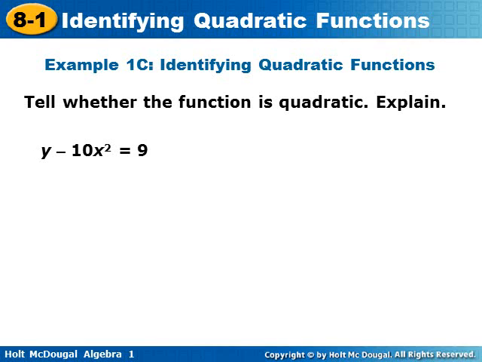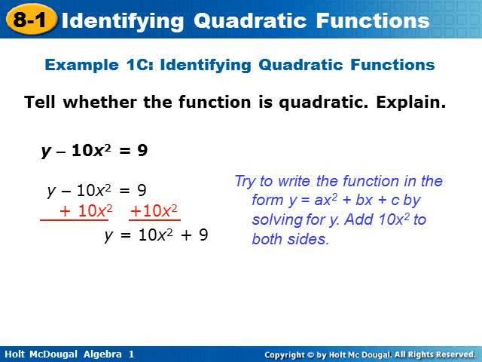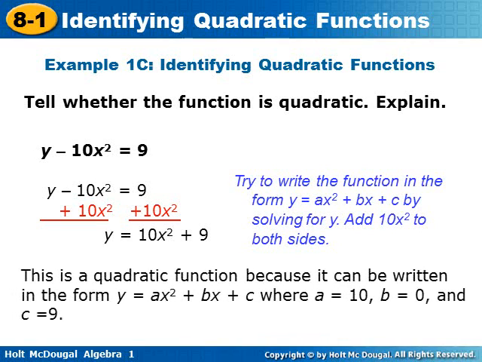Tell whether the function is quadratic, explain. y minus 10x squared equals 9. So since it's an equation again, we're going to try to write it in the form of y equals ax squared plus bx plus c. So we need to solve for y by adding 10x squared to both sides. And that gives us y equals 10x squared plus 9. This is a quadratic function because it can be written in the form y equals ax squared plus bx plus c, where a is 10, b is 0, and c is 9.